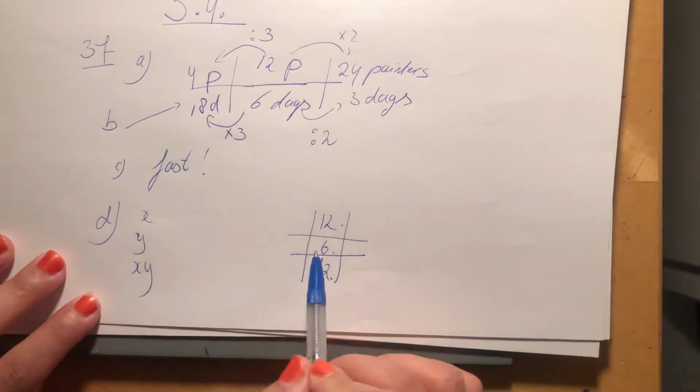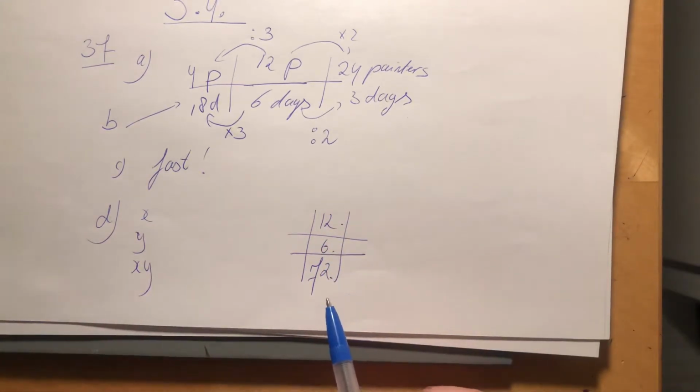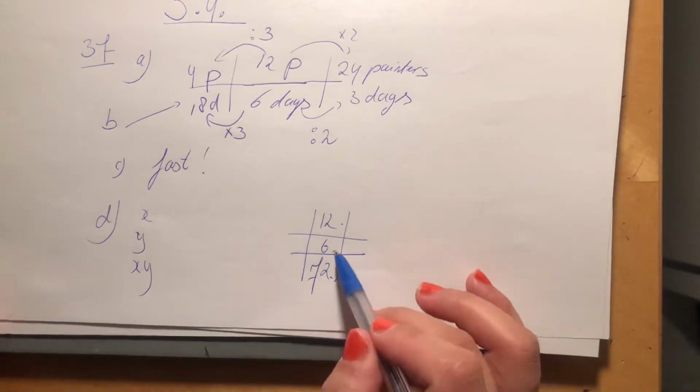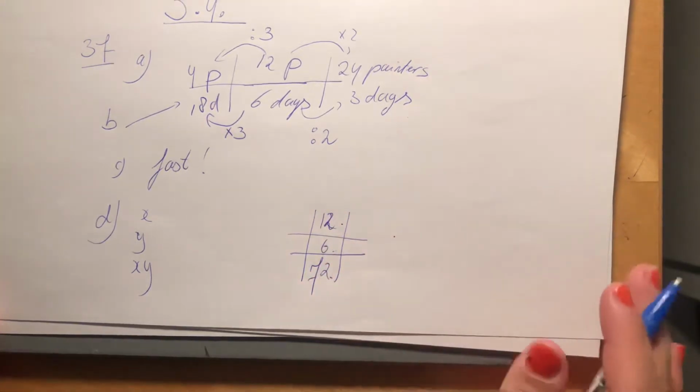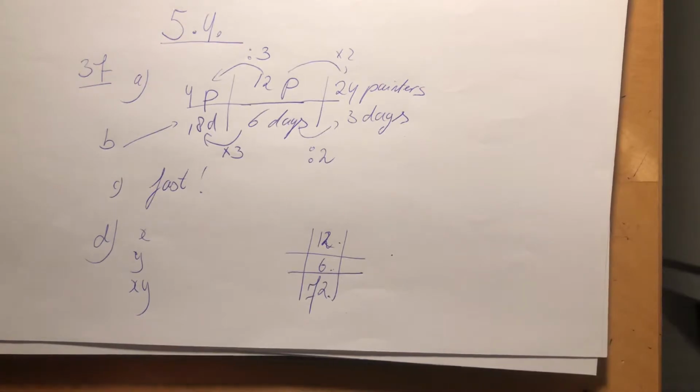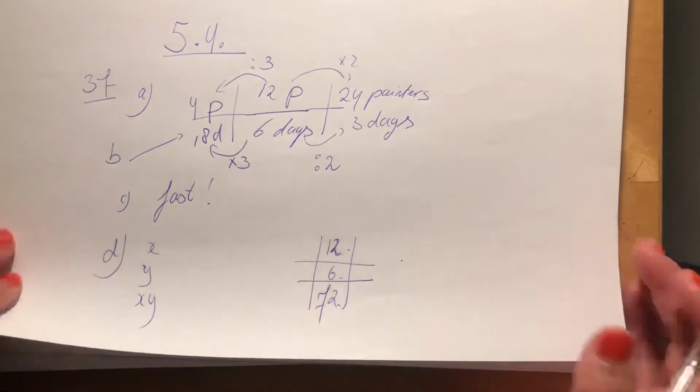You have to do Y, and then you have to look at the amount of days that it will take the painters to work. So pause the video and make 37, finish it by yourself. Now, when you've done that, we can go to theory A.